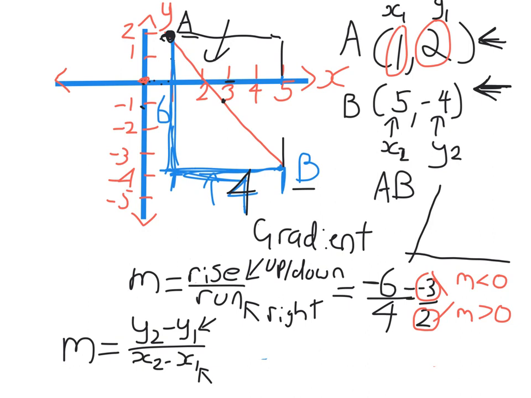So let's put in the numbers again. So the gradient is y2 minus y1 over x2 minus x1. So negative 4 minus 2 is negative 6. 5 minus 1 is 4. We got the same answer.